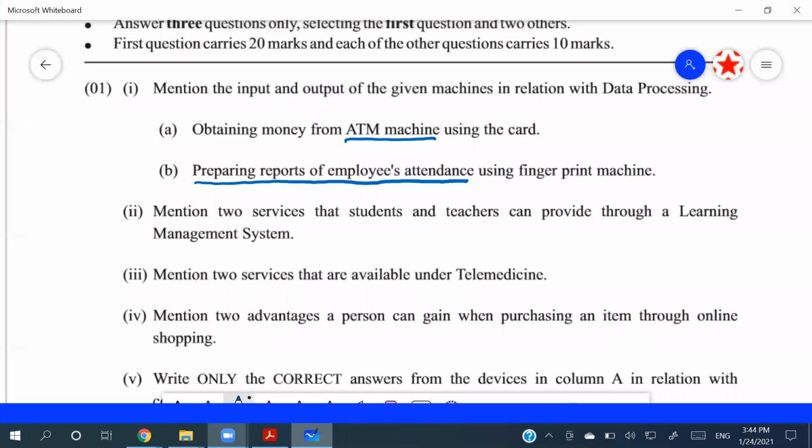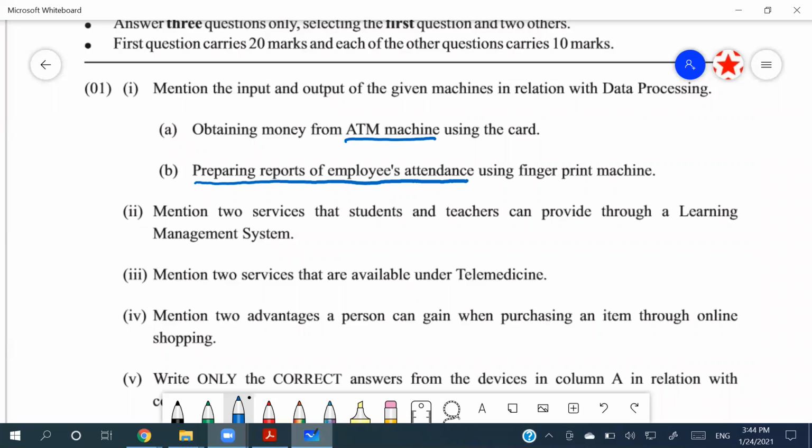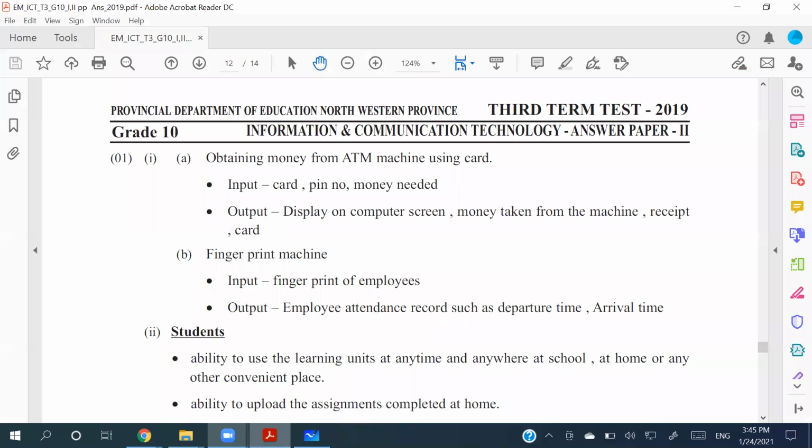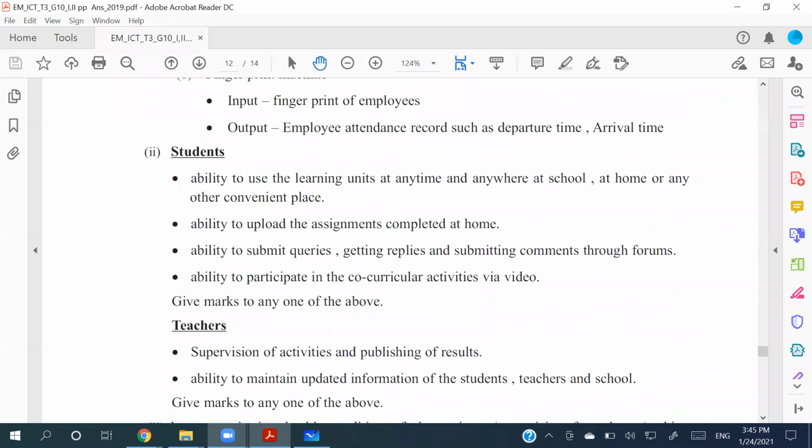So the second question: mention 2 services that students and teachers can get through an e-learning management system. There are many. What I was telling is to write one for the student and one for the teacher. These are the benefits students can take: ability to use learning units at any time, anywhere, at school, home, or any other convenient place, and ability to upload assignments completed at home.